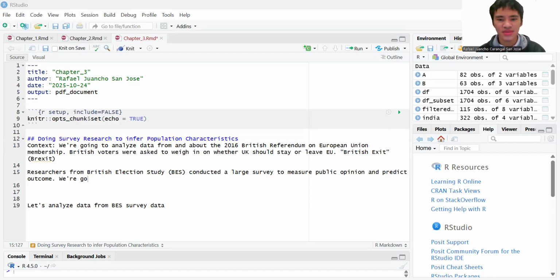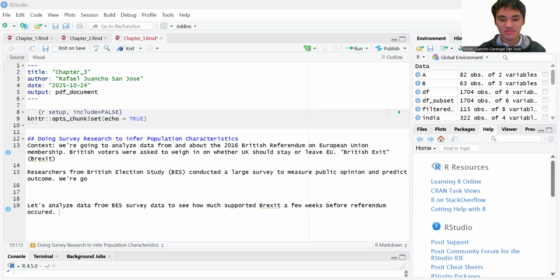We're going to analyze BES survey data to see how much support there was for British exit, Brexit, a few weeks before the referendum occurred. So it's more like predicting an outcome, right?